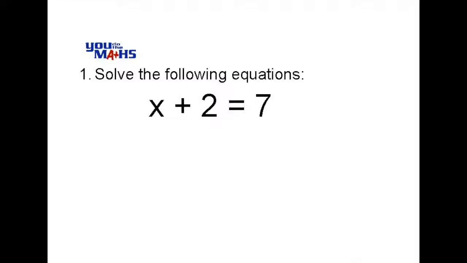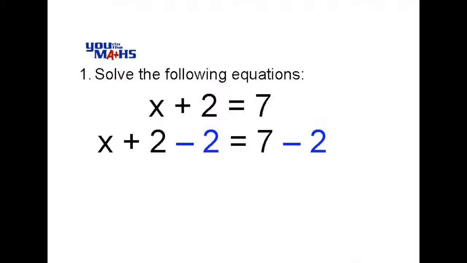Now we need to remove the plus 2 from the x, so x is by itself. And we do that by taking away 2 from both sides. We have to do it to both sides so the equation remains equal. Now we can see that if we've got a plus 2 and a minus 2, they're the opposite of each other. So they cancel each other out and we're left with just an x, and we get 7 take 2 is equal to 5.